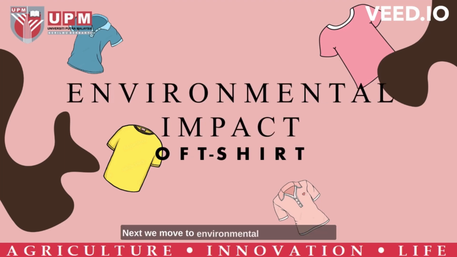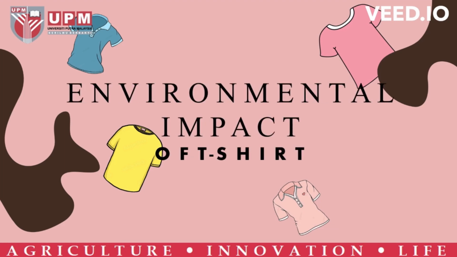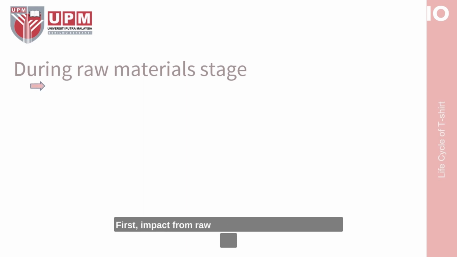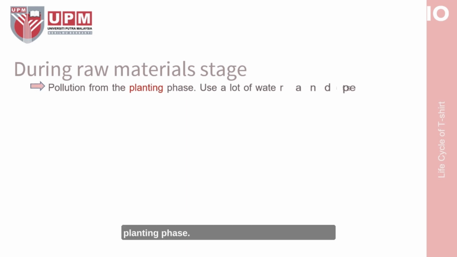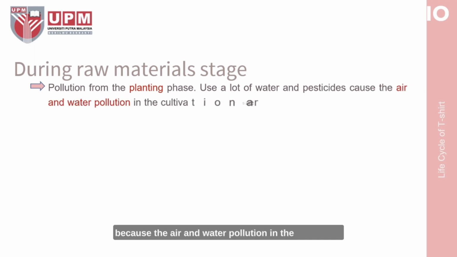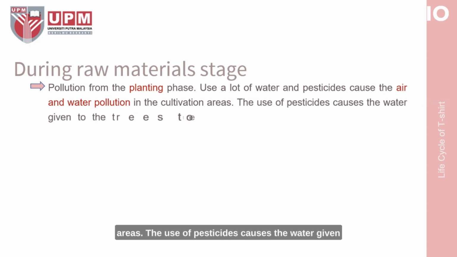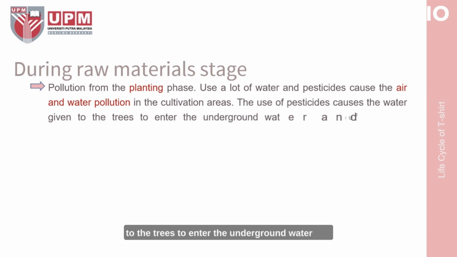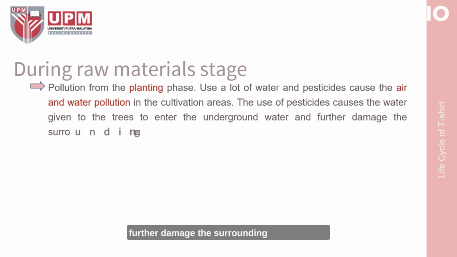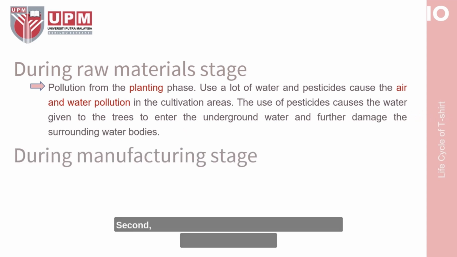Next, we move to the environmental impact of the t-shirt. First, impact from the raw material stage. Pollution from the planting phase. Using a lot of water and pesticides causes air and water pollution in the cultivation areas. The use of pesticides causes the water given to the trees to enter the underground water and further damage the surrounding water bodies. Second, during the manufacturing stage.